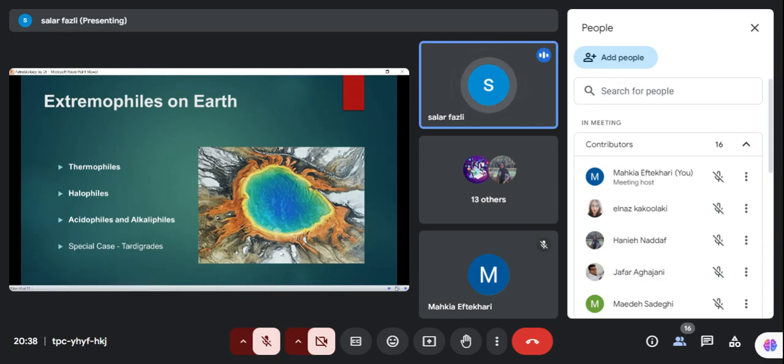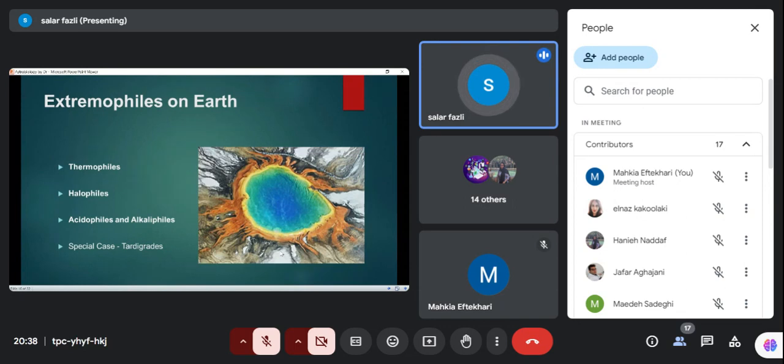About thermophiles, as you can see in the slide, these heat-loving microorganisms can survive in temperatures exceeding 100 degrees Celsius, such as those found in hydrothermal vents on the ocean floor. Their ability to withstand extreme heat suggests that life could exist in similar environments on other planets.